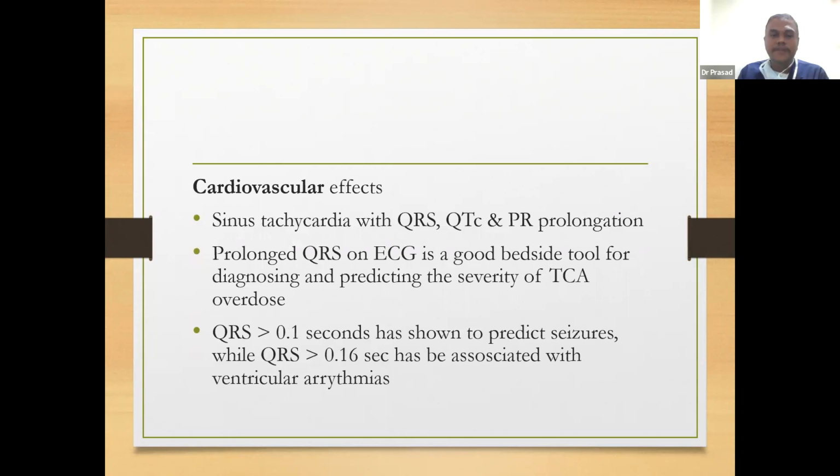The cardiovascular effects that you see are sinus tachycardia with prolonged QRS, QTc and PR intervals. Prolonged QRS on ECG is a good bedside tool for diagnosing and predicting the severity of tricyclic antidepressant overdose. If QRS is more than 0.1 seconds, it has been shown to predict seizures, while a QRS of more than 0.16 seconds is associated with both seizures and ventricular arrhythmias. Therefore, it is a predictor of very poor prognosis.